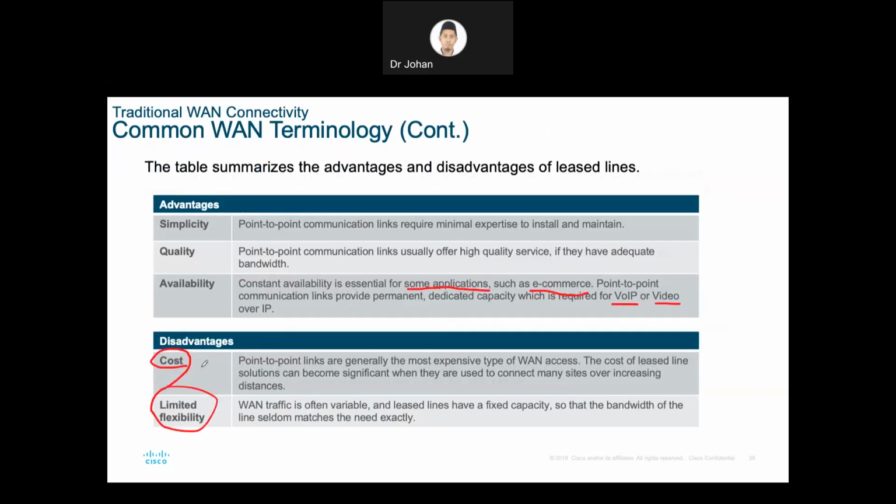Point-to-point lines are generally the most expensive type of WAN access. The cost of a leased line solution can become significant when they are used to connect many sites over increasing distances. WAN traffic is often variable and leased lines have a fixed capacity, so the bandwidth of the line seldom matches the need exactly.